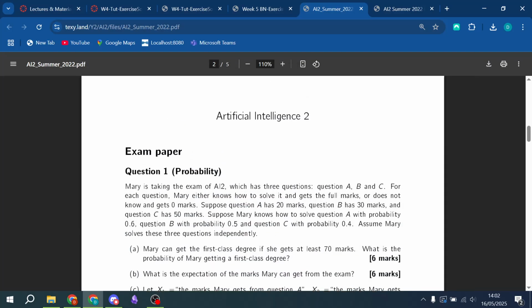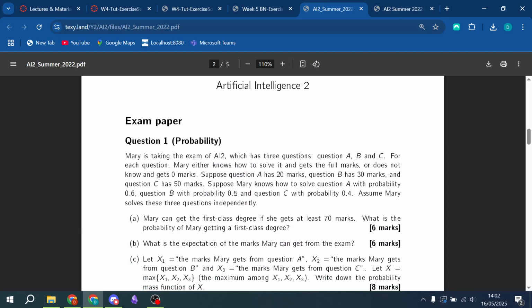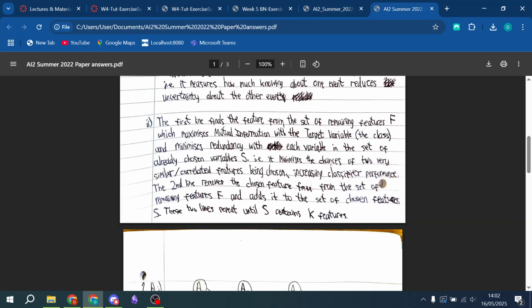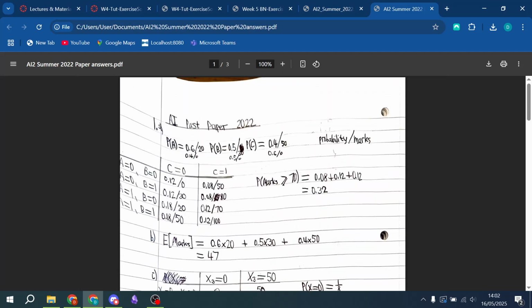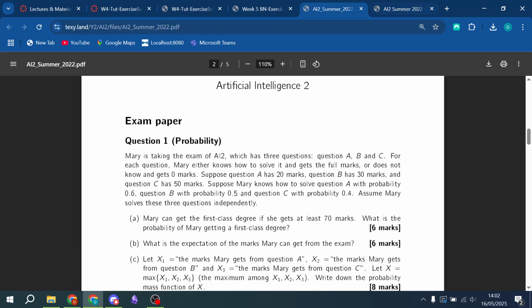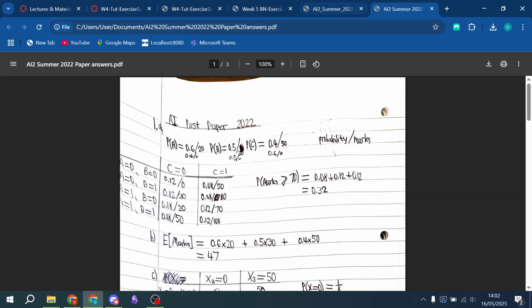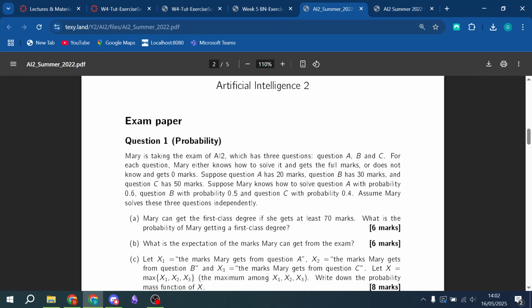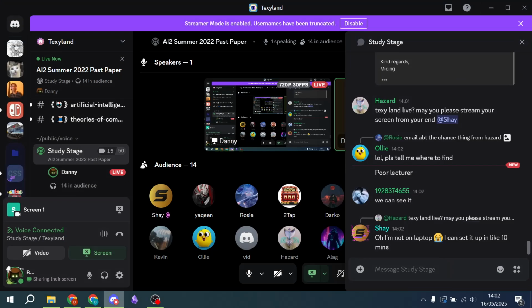Yeah, okay. So today we're going to go through the 2022 paper for AI2. I've got my answers as a PDF here, but I don't think I got them all right. If anyone has an answer you'd like to share, please do send it, because there is no mark scheme for this.